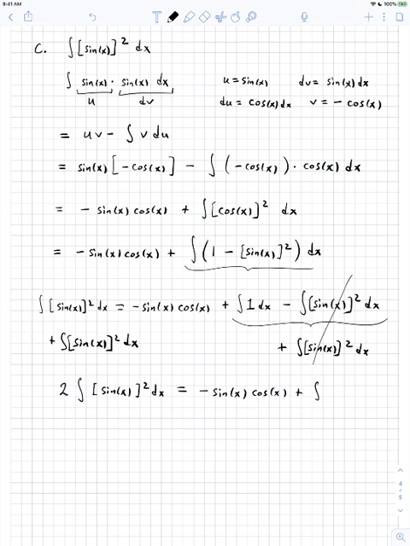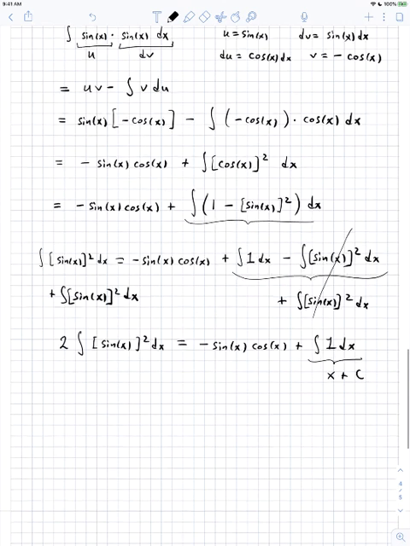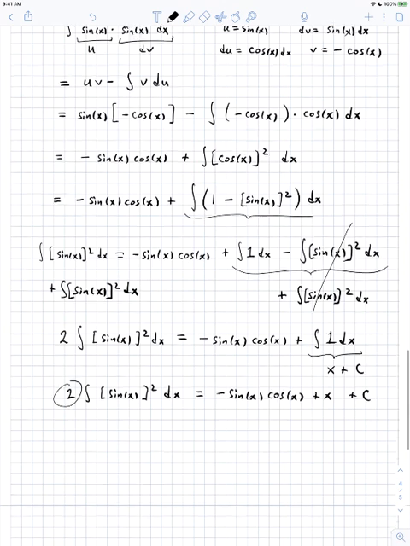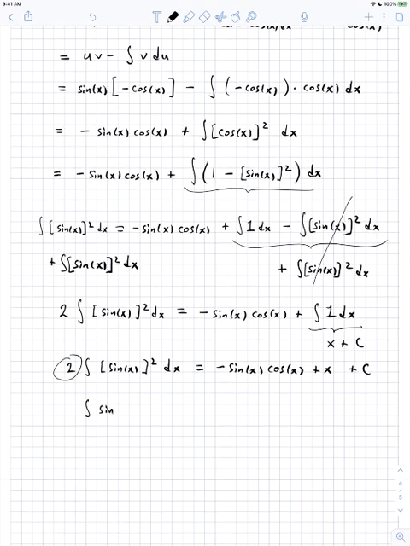the integral of 1 dx. But the integral of 1 dx, that's something we know. That's x plus a constant. So what do we end up with? 2 times the integral of sine x quantity squared dx is equal to minus sine x cosine x plus some constant. And what do you do next? You divide by 2, and that will give you the answer. The integral of sine x quantity squared dx is equal to minus sine x cosine x plus x, divided by 2, and then plus a constant.